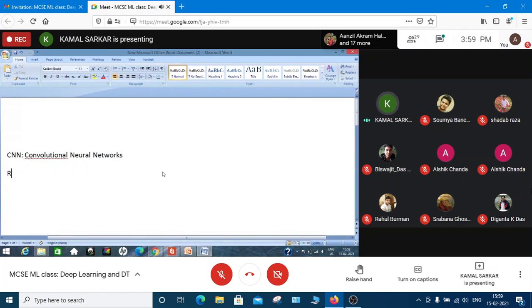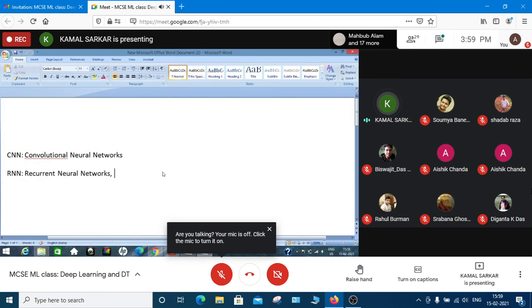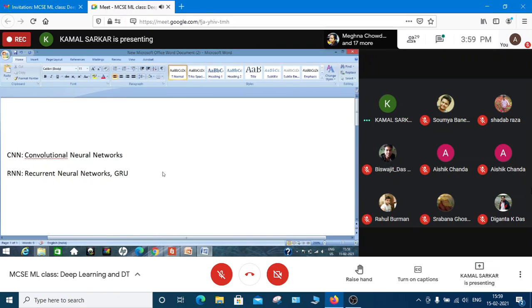And another one is the RNN, the recurrent neural network. The most recent improvement over the recurrent neural network is the GRU, the gated recurrent unit, and also the LSTM, which is long short-term memory.